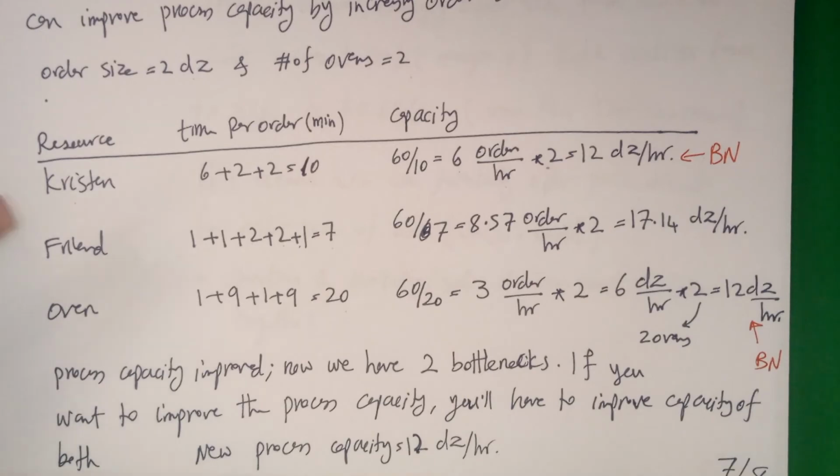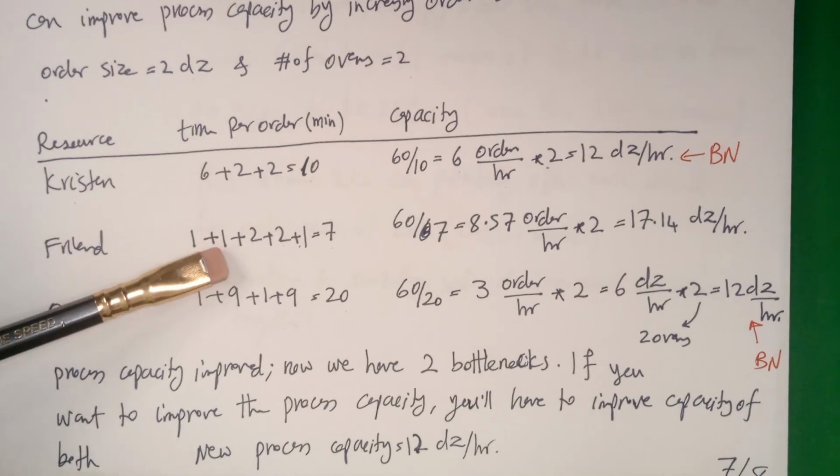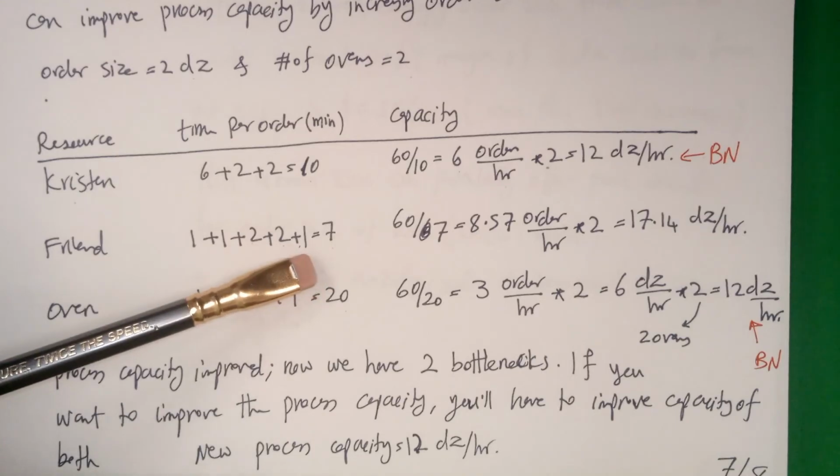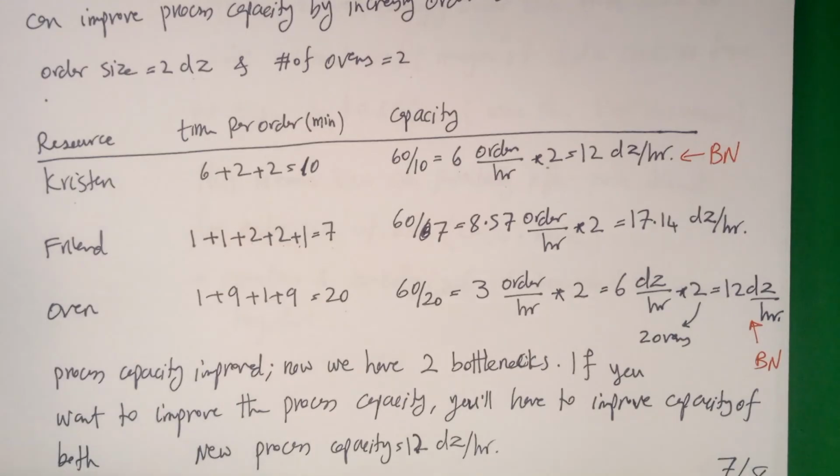Kristin is going to spend... this column is time per order. And remember, my orders are 2 dozen. Kristin is going to spend 10 minutes per order. Friend is going to spend 2 minutes for setting up the oven, 1 minute per dozen, and then 2 minutes for each of those dozens packing, and then a one-time payment at the end. All right, that's going to bring me to 7. And the oven is going to spend 20 minutes per order, which is 2 dozens.